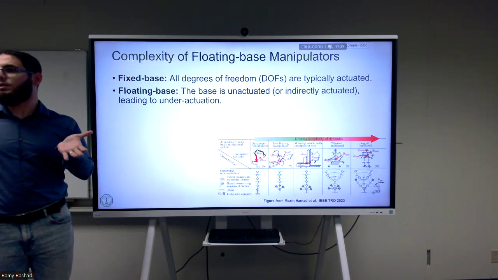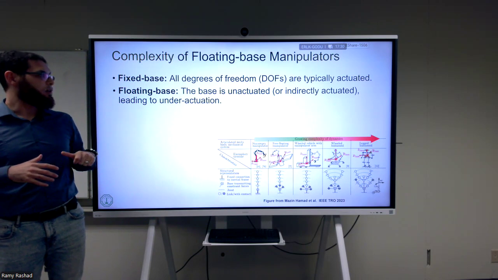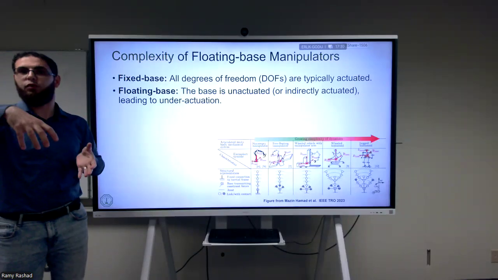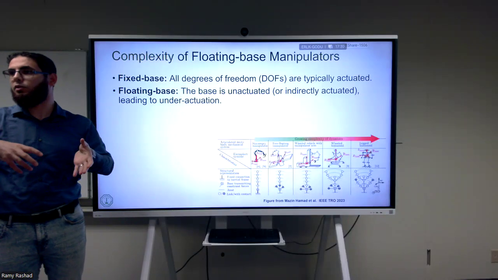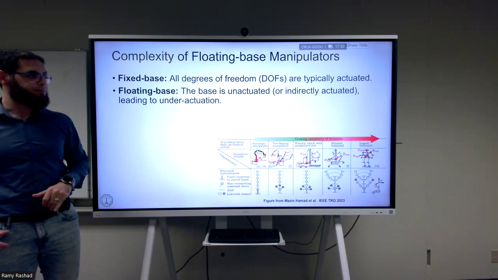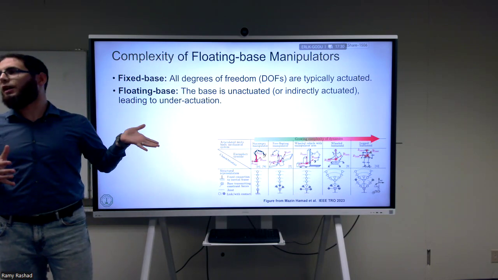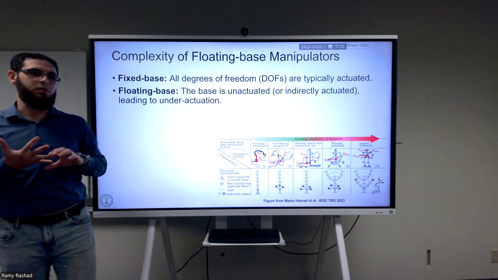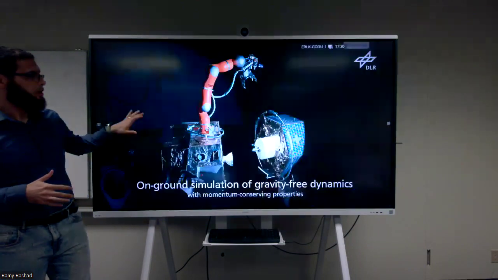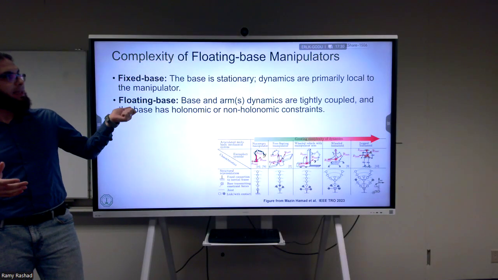With the fixed base, we have multiple degrees of freedom, but all of them are typically actuated. So we have a fully actuated system. But usually when we have a floating base, the base is unactuated, or sometimes, for example with a humanoid, the base is moving. We can control it to go from one place to the other, but actually we're indirectly actuating it through the contacts with the ground. So this is leading to an underactuated system, with multiple links and contacts on the ground. It's very complicated.